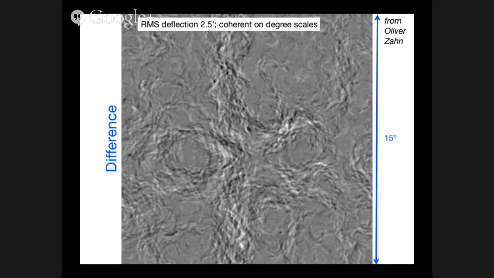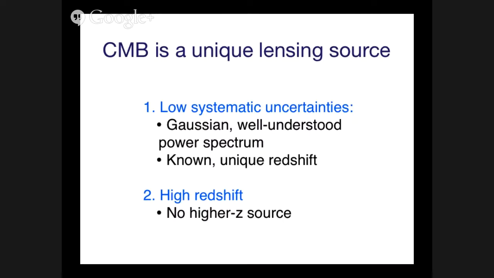You can then use this deflection field to reconstruct the integrated matter potential along that line of sight and give you a map of all mass in the universe along those lines of sight. Now, people are, of course, also talking about doing weak lensing surveys in optical. The CMB has a couple of differences compared to optical weak lensing surveys.